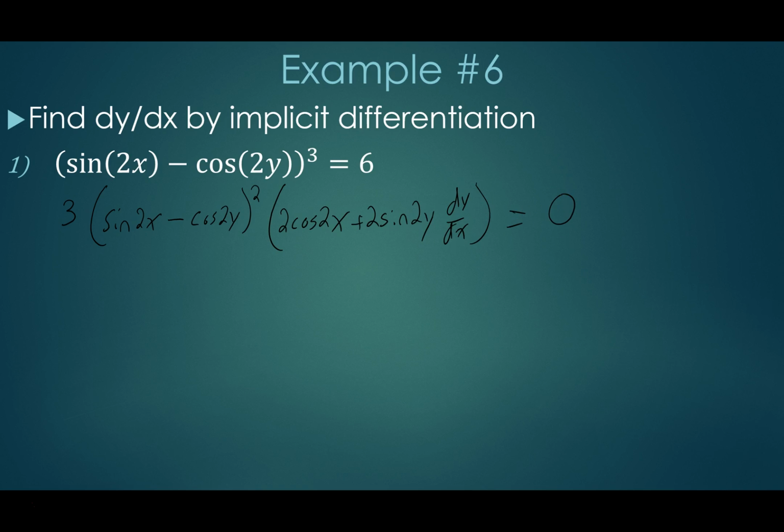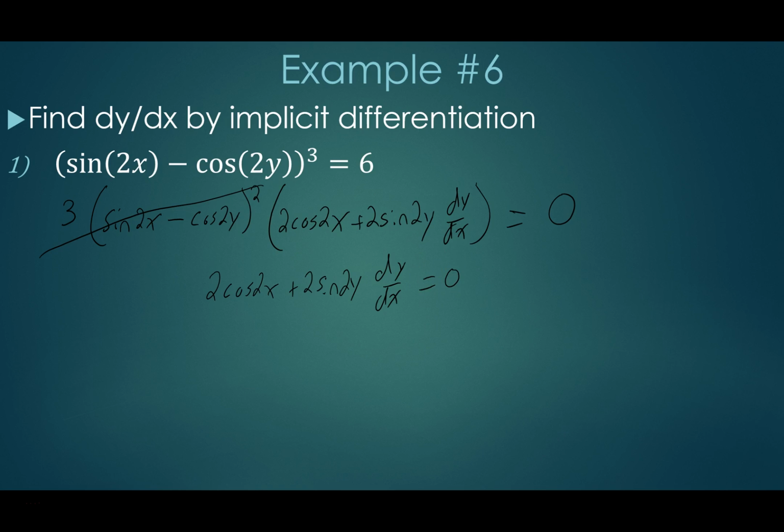Now this may seem a little nastier than you might want to deal with, but it's actually pretty easy. If I want to solve for dy/dx, I must get everything over to the right-hand side. Since I have a product, I should divide both sides by 3 sine of 2x minus cosine of 2y squared. Well, 0 divided by any number is 0, so this goes away. This is irrelevant. All that's left is 2 cosine of 2x plus 2 sine of 2y dy/dx.